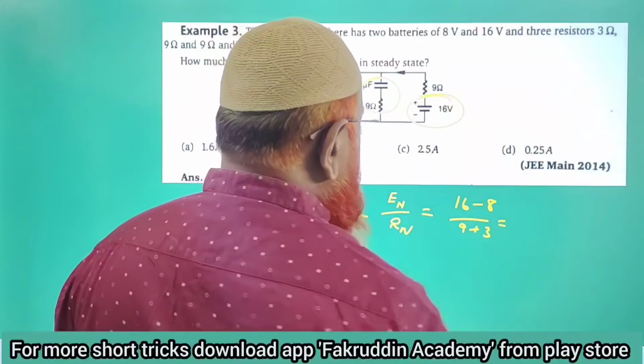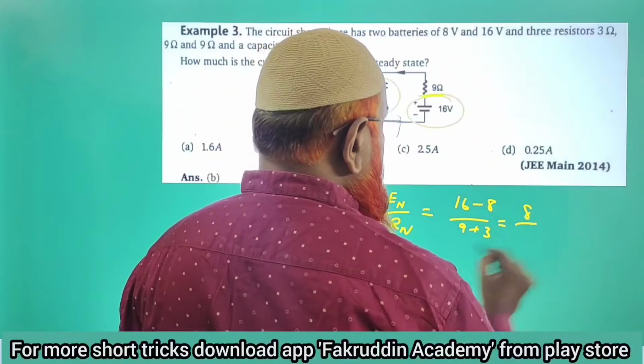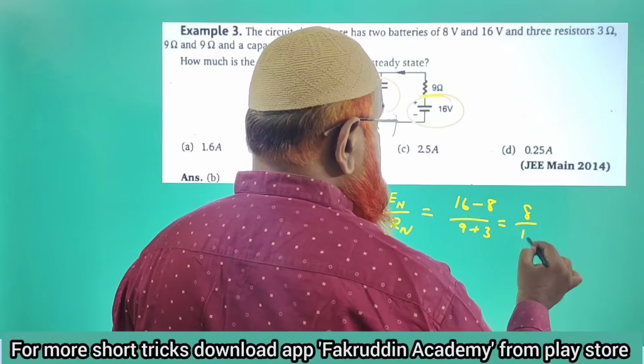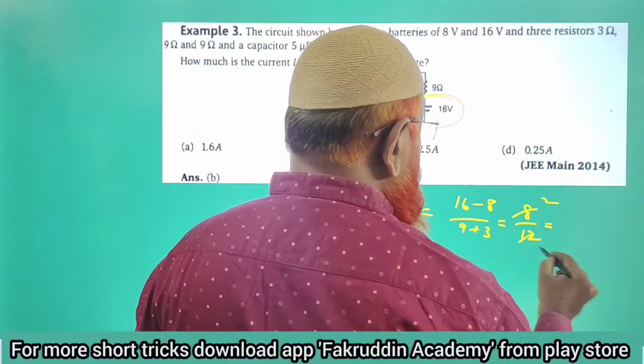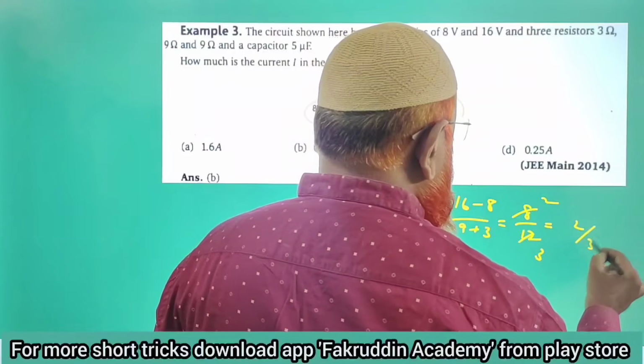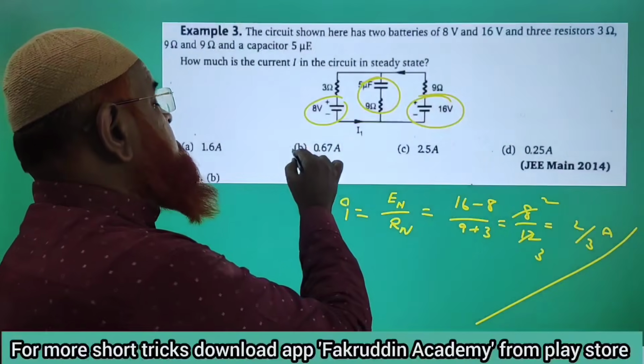Your answer is ready. So 16 minus 8 is how much? 8. And this is going to be how much? 12. So 4 2s are 8, 4 3s are 12. So your answer is 2 by 3 amperes. That's it, isn't it? So 2 by 3 amperes means you'll be getting B option.